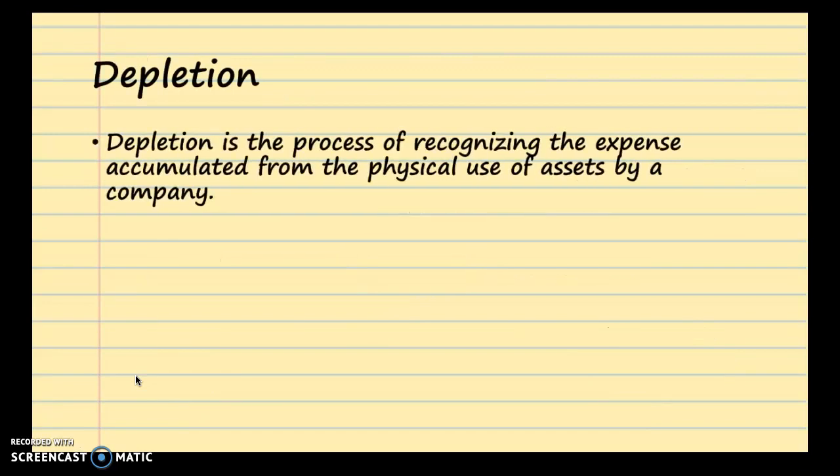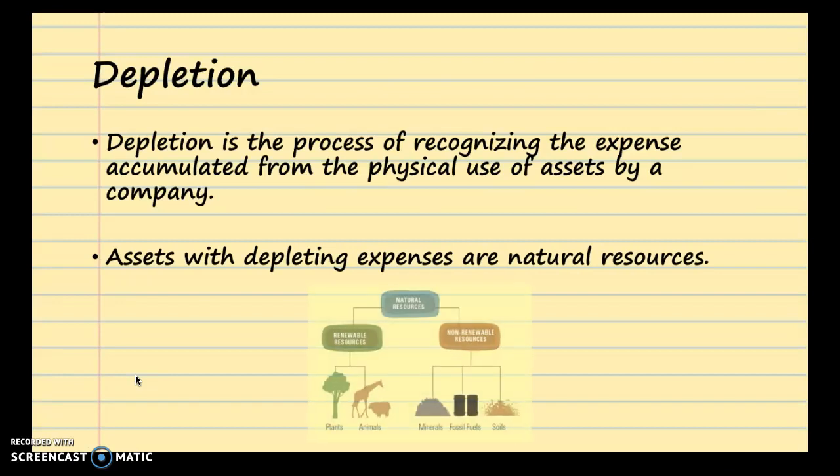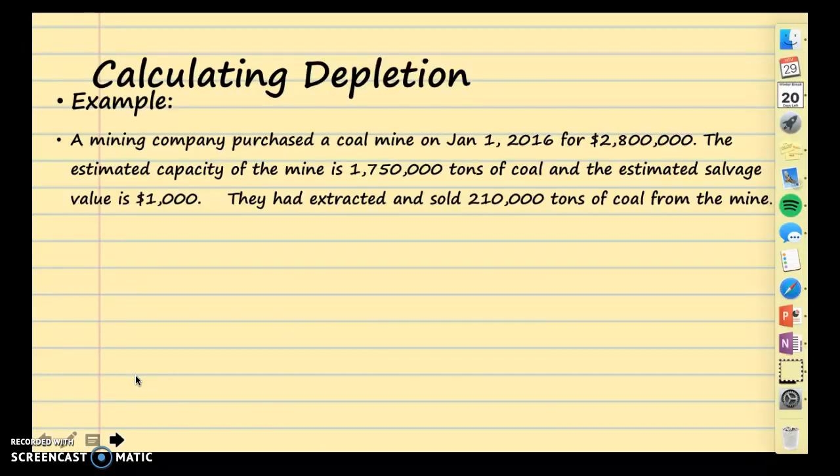Depletion is the process of recognizing the expense accumulated from the physical use of assets by a company. Assets with depleting expenses are natural resources, such as timber, minerals, and oils from the earth. To calculate depletion, we'll use the example below.